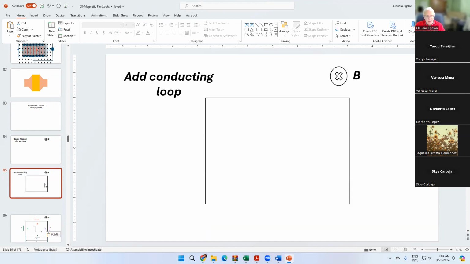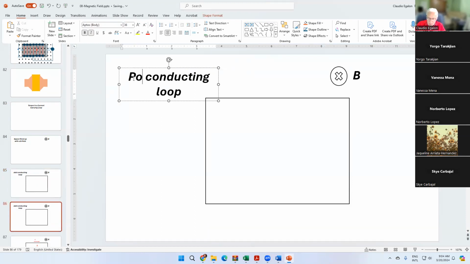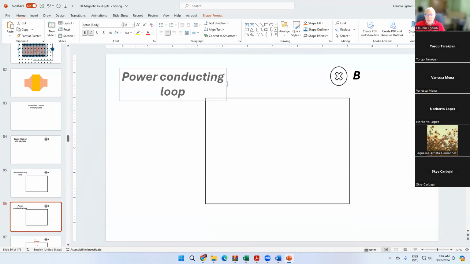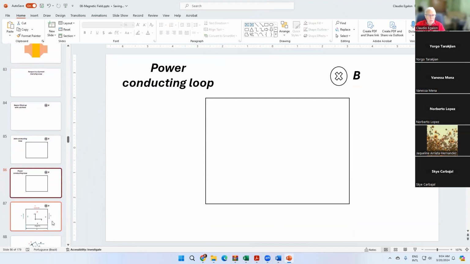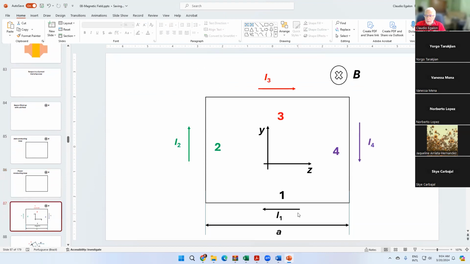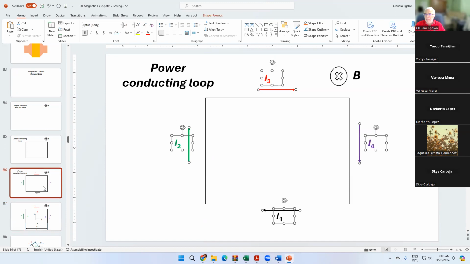Okay. Power conducting loop. I'm not showing the power supply there. I'm just telling you that we have a power supply there powering this loop, this current loop. And when we do that, we create a current around the loop. 1, 2, 3, 4, like that. Okay.